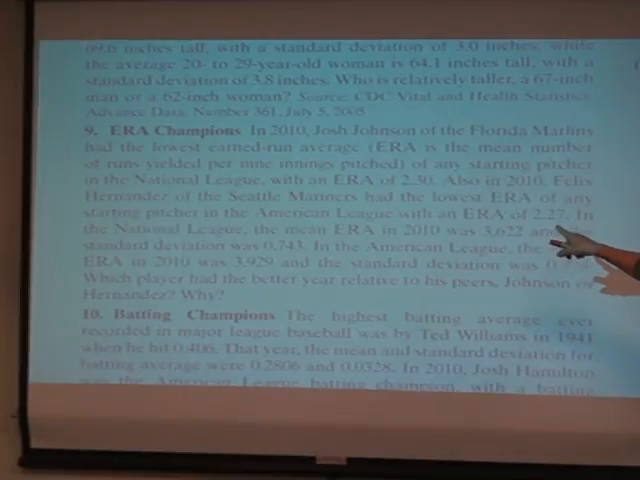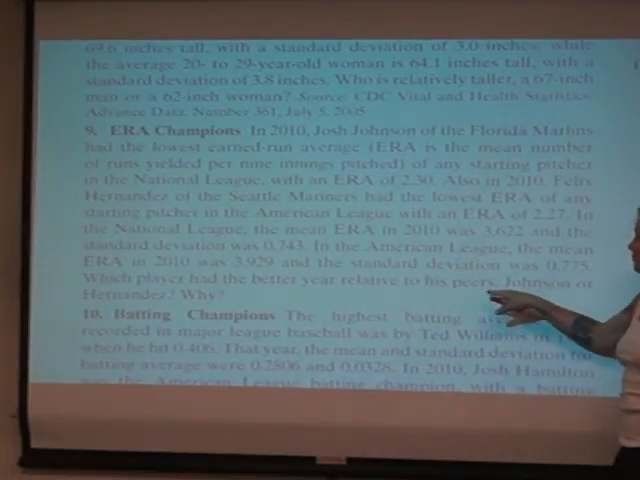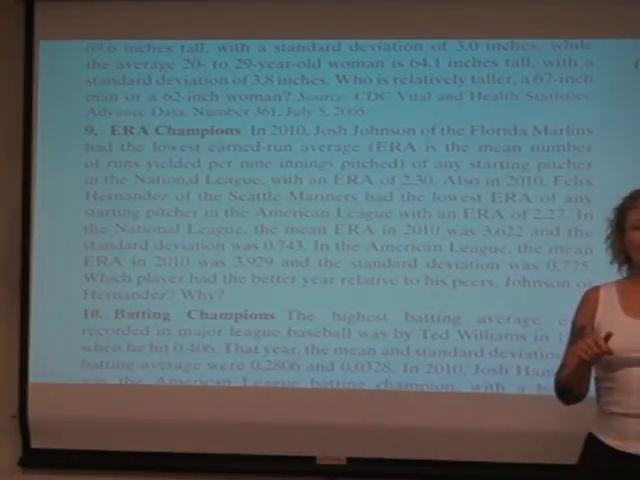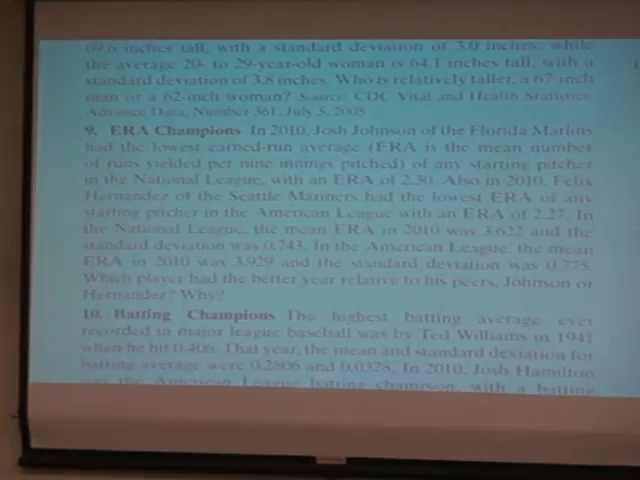So what we're comparing is the lowest in the National League and the lowest in the American League. Which player had the better year relative to his peers? Can you guys handle that one? Take each distribution, the National and the American League. You want the mean and standard deviation, and you want each of Josh's and Felix's individual ERAs, and then find their z-scores.